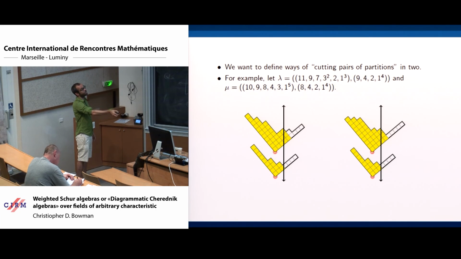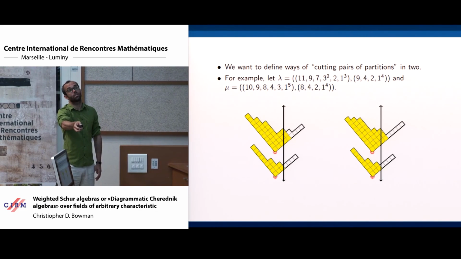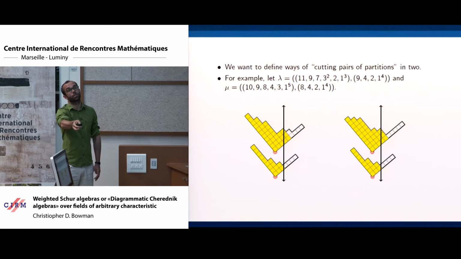Now, on the other side, I've done the same thing. This was my cut for lambda, and this is my cut for mu. I've drawn a line down here, and then I've just included all the boxes which are to the left of this line, and the minimum number of boxes for this to be a partition in both cases. So I've cut my partition into a pink bit and a yellow bit. So if we just enjoy that for a second.